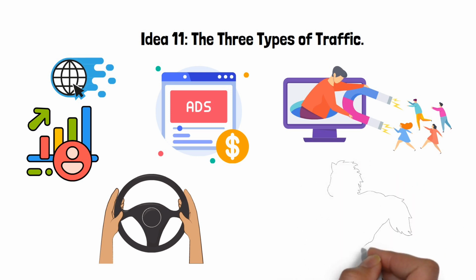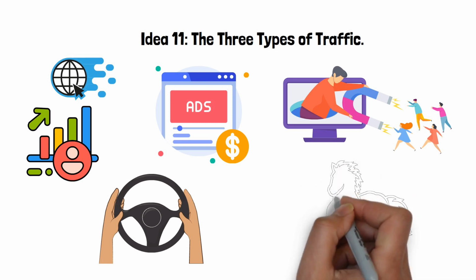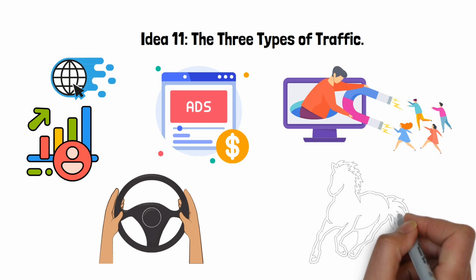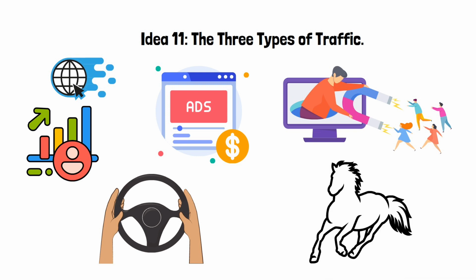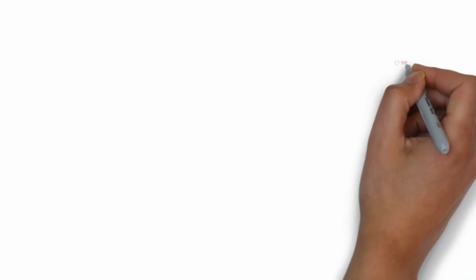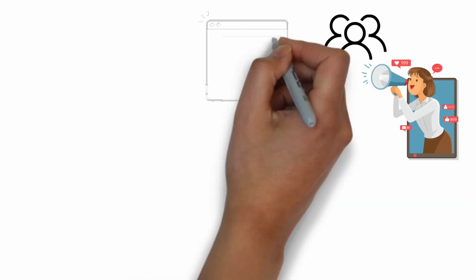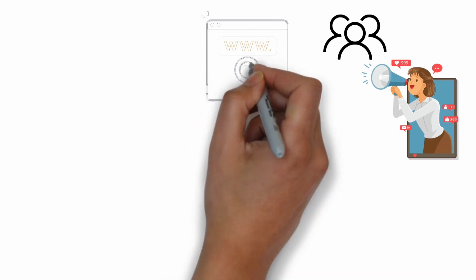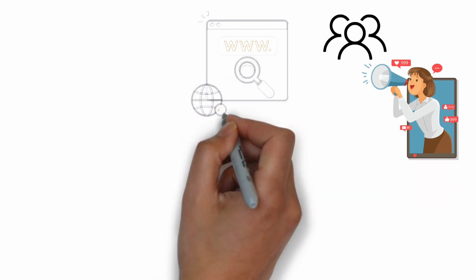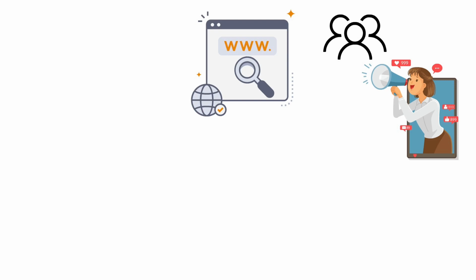Next, there's traffic you don't control. Think of this as a wild horse. It's out there running free, and you can't direct it explicitly. This includes visitors that come from sources like social media posts or search engine results. You can influence this traffic by posting engaging content and optimizing your website for search engines, but you can't directly dictate where it goes or how it gets to you.